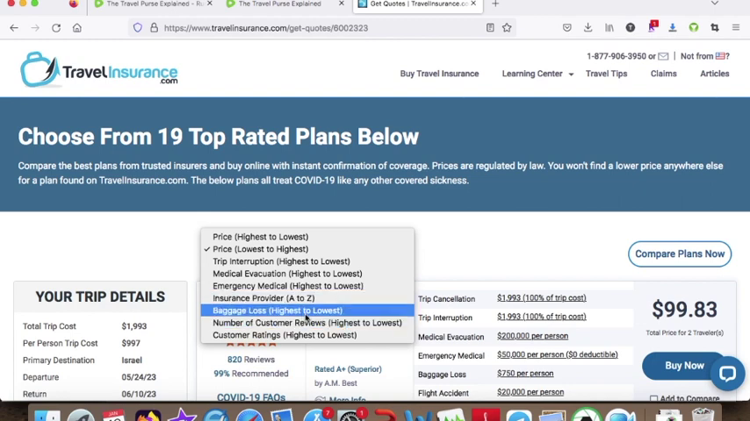Baggage loss, that's of a higher priority to you. You want to be, because you're carrying millions of dollars worth of stuff in your bag. You want to be able to get the maximum amount of money back in case something happens to it.